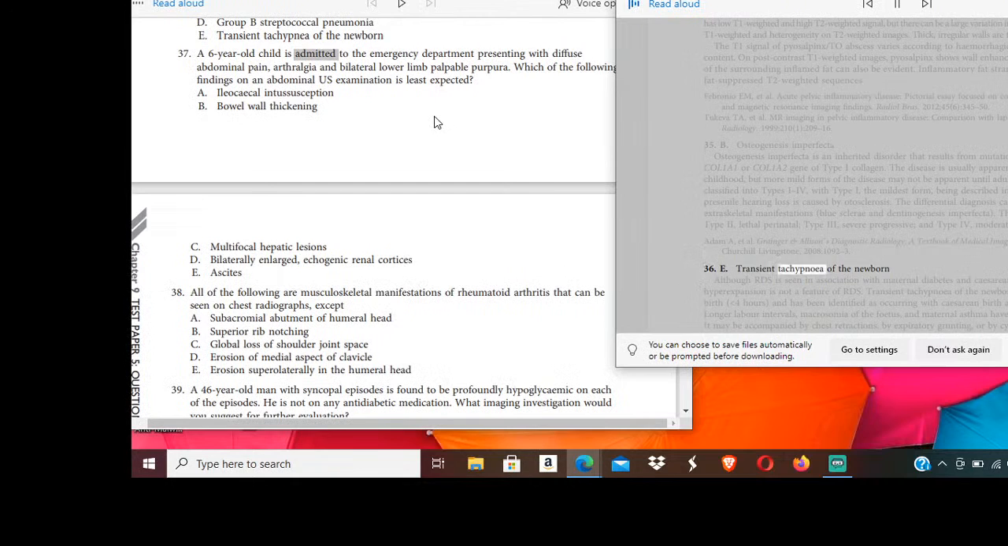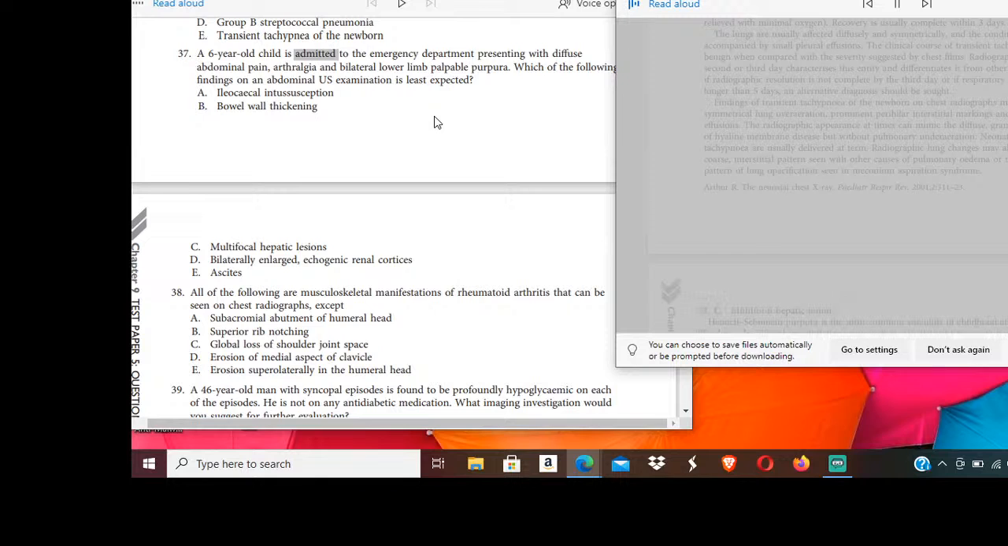36. E. Transient tachypnea of the newborn. Although RDS is seen in association with maternal diabetes and cesarean section, hyperexpansion is not a feature of RDS. Transient tachypnea of the newborn appears soon after birth for hours and has been identified as occurring with cesarean birth and infant sedation. Longer labor intervals, macrosomia of the fetus, and maternal asthma have also been associated. It may be accompanied by chest retractions, expiratory grunting, or cyanosis, which can be relieved with minimal oxygen. Recovery is usually complete within 3 days.